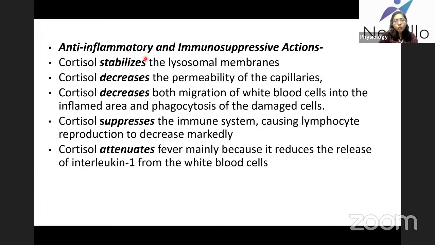Cortisol stabilizes the lysosomal membrane. It decreases the permeability of capillaries, and decreases both the migration of white blood cells or leukocytes into the inflamed area and phagocytosis of the damaged cells. It suppresses the immune system, causing lymphocyte production to decrease markedly, and it attenuates fever mainly because it reduces the release of interleukin-1 from the leukocytes. So all these are the anti-inflammatory responses. Because of these mechanisms, cortisol or steroids are very commonly utilized as an anti-inflammatory drug in a lot of conditions.